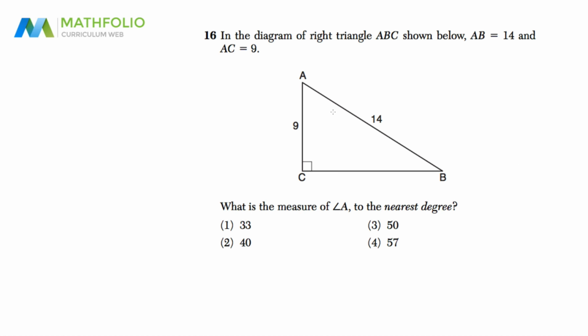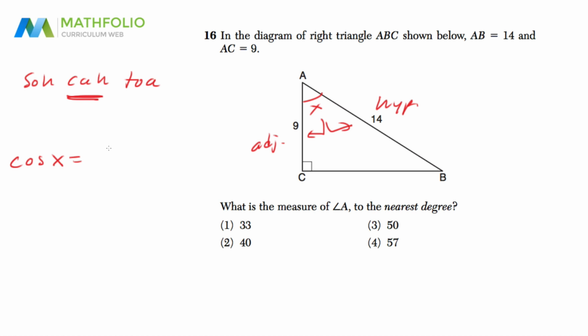Okay, in this question 16, in the diagram of the right triangle shown below, we've got AB is 14 and AC is 9. It says, what is the measure of angle A? So it wants to know what this is. So for angle A, these two sides are the adjacent and also the hypotenuse. So when we're dealing with those, we've got to think SOH CAH TOA. We're thinking CAH. We've got cos of angle X equals adjacent, which is 9, over hypotenuse, which is 14. So to find X, we do the inverse cos of 9 over 14.